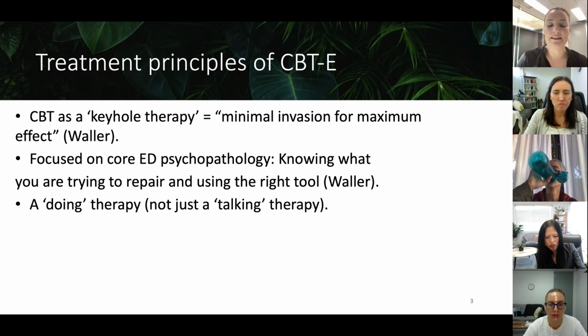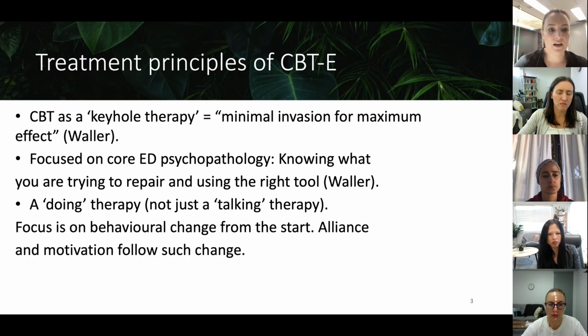As you'll be aware, CBT-E is very behaviour focused. So it's not just a talking therapy; the change lies in changing the behaviour itself. Therefore, there's a really strong emphasis on tasks that happen in session, and a really strong emphasis on what happens between sessions. There's a really strong focus on behaviour change from the start. Glenn Waller in particular is a really strong proponent of us not spending too much time focusing on motivation and engagement, but rather that seeing change early is engaging and motivating in and of itself.